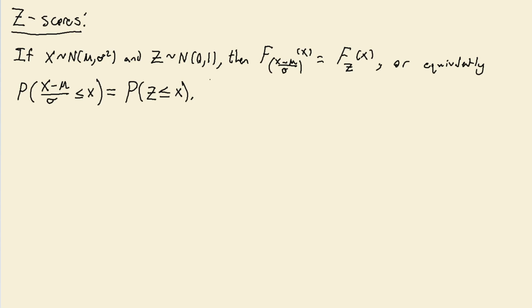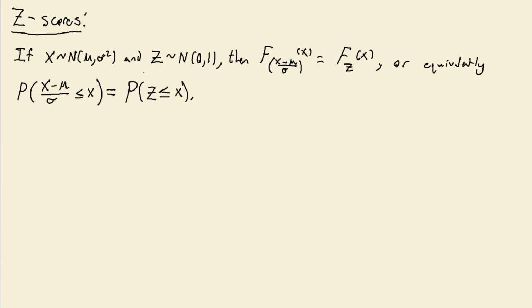So this directly leads us into this concept of z-scores. We have what we just proved, which is that if x is a normally distributed random variable with a mean of mu and a variance of sigma squared, and z is a normally distributed random variable with a mean of 0 and a variance of 1, this is just a standard normal distribution, then their cumulative distribution functions are equivalent. But equivalently, we could say that the probability of x minus mu over sigma being less than or equal to x is exactly equal to the probability of z being less than or equal to x, where z is that standard normal distribution.